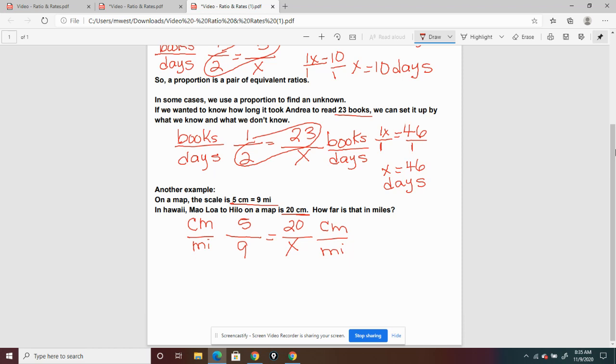So if we circle these like I want y'all to do, then we have 5 times x is 5x, and 9 times 20 is 180. We want to isolate this x, so we're going to divide by 5. These cancel out. X is equal to, 5 will go into 18 3 times with 3 left over, and 5 will go into 30 6 times. So in miles, it's 36 miles from Maolo to Hilo.